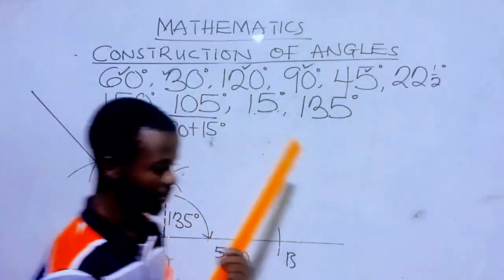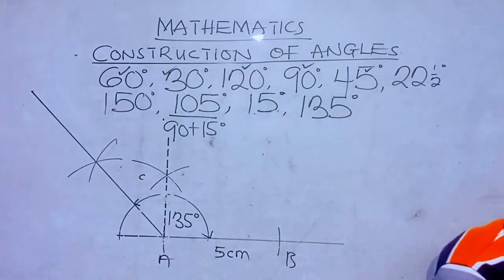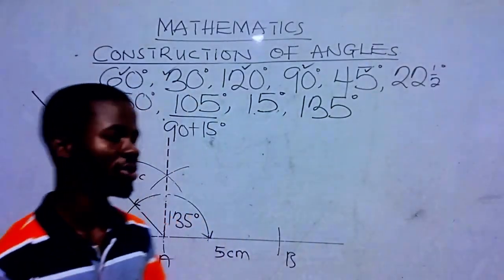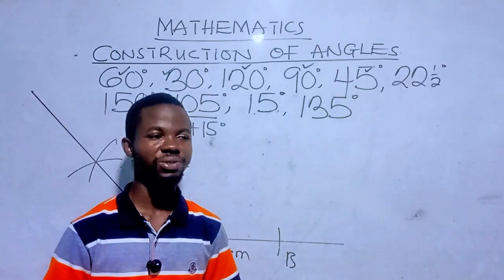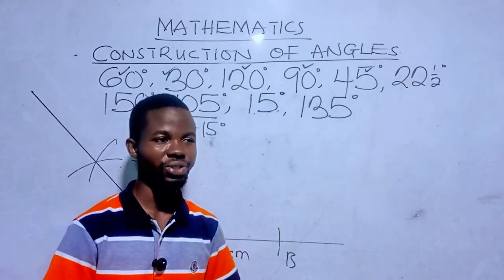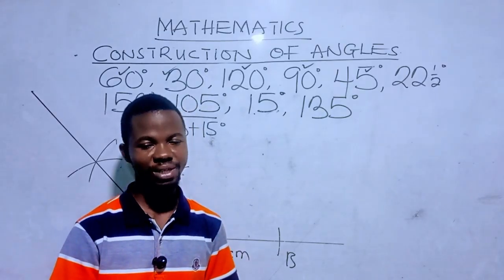These are all the essential angles you need to know how to construct. You have to practice it over and over again, get used to it, and then you'll be able to construct any geometric shape that you are asked.